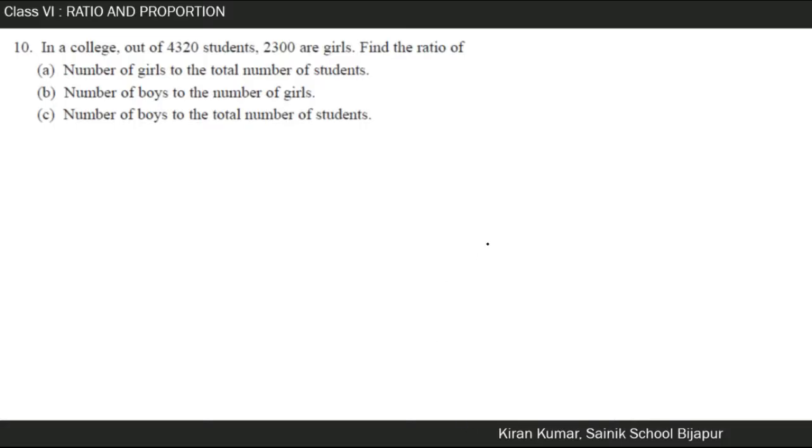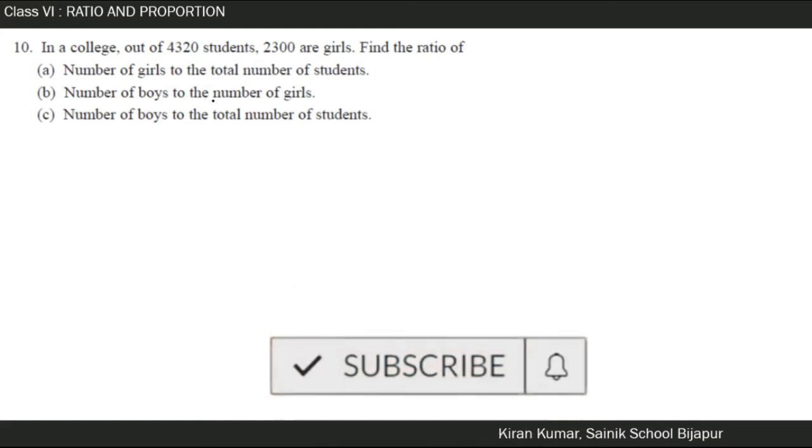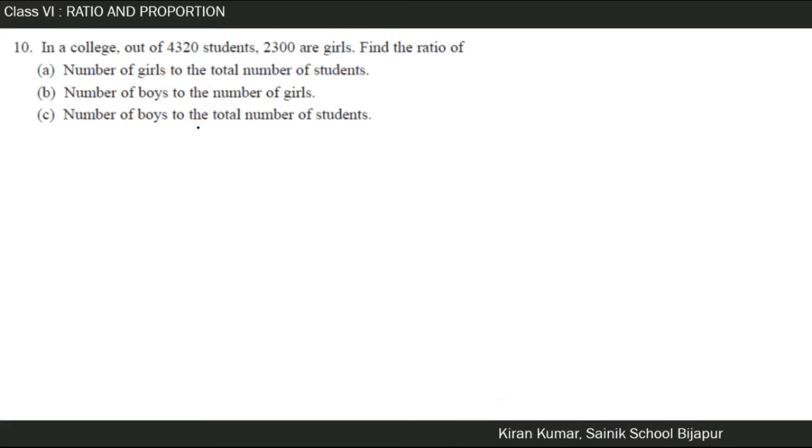in a college, out of 4,320 students, 2,300 are girls. Find the ratio of first one, number of girls to total number of students. Second, number of boys to number of girls. Third, number of boys to total number of students.